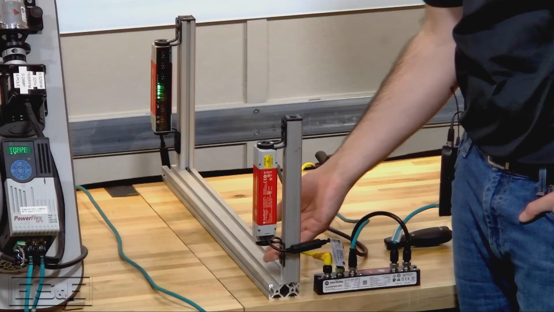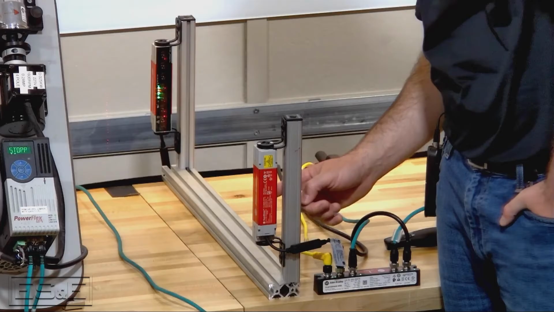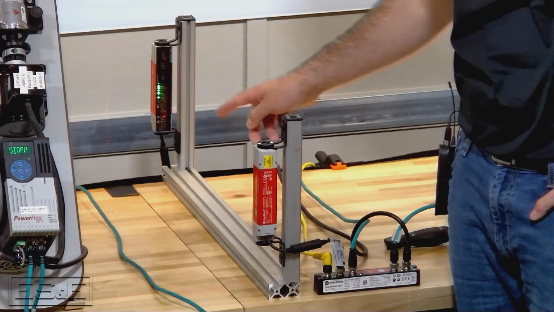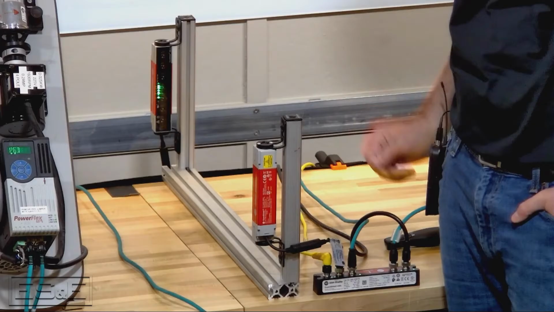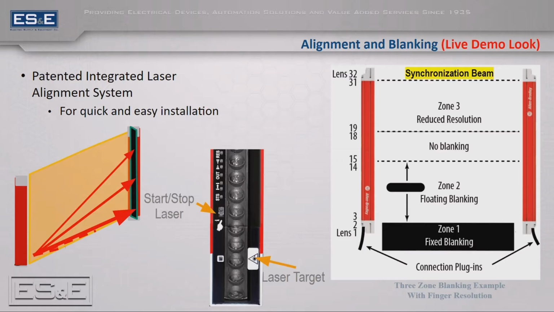Also they have these nifty laser arrays that are available for aligning the curtains themselves. So you just put your finger on the little photoreceptor button and it lights up your aligning array, and it's very easy to get these guys installed and aligned properly. Just a quick look at that array, just to give you an idea of how that works, and then the synchronization beam as well.